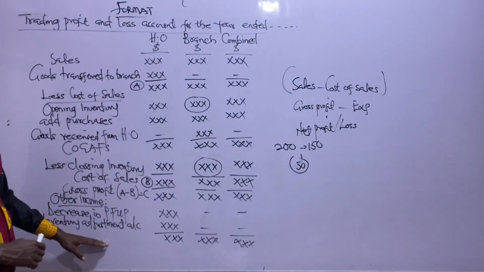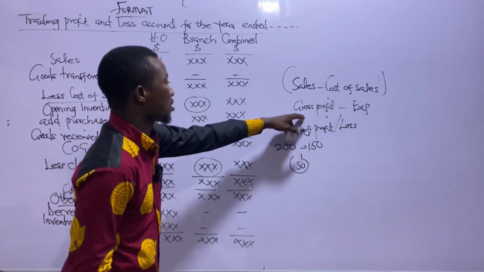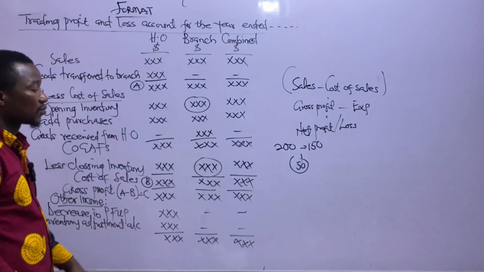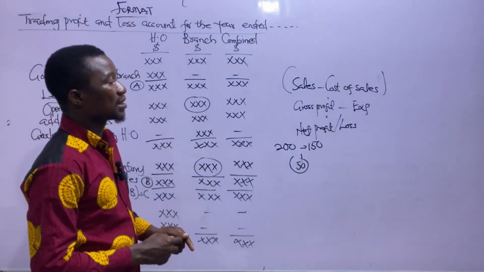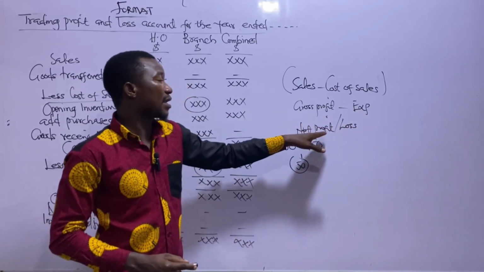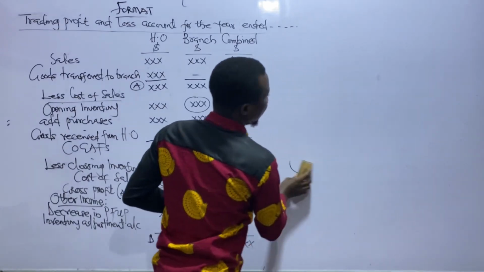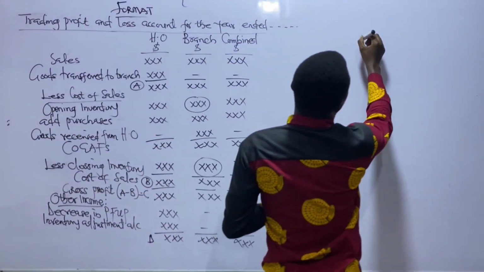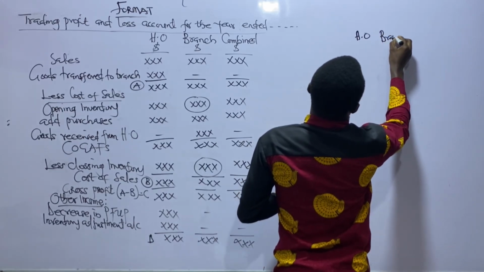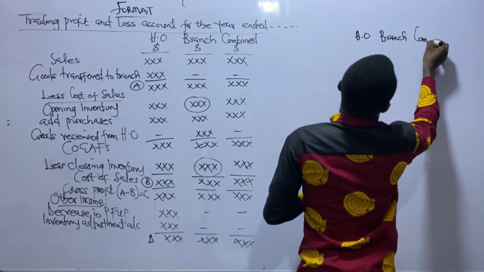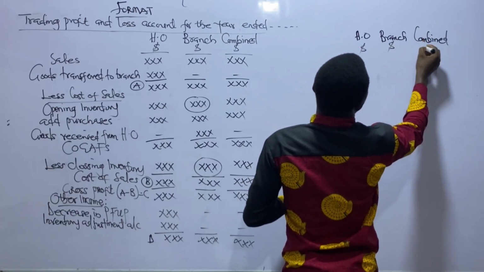So after getting this, what we have to look at is operating expense. Now we had our gross profit, probably the total gross profit over here. Then I call this, let's say, D. So now let's subtract the operating expense and get a net profit or loss. This is very simple. So we still have to maintain our head office, HO. We have the branch. We have the combined. I bring my currency sign, dollars.